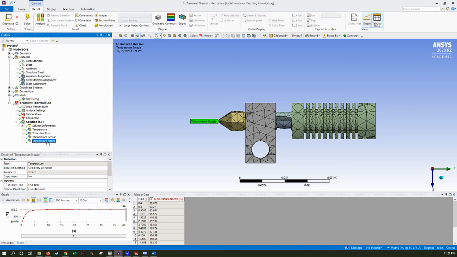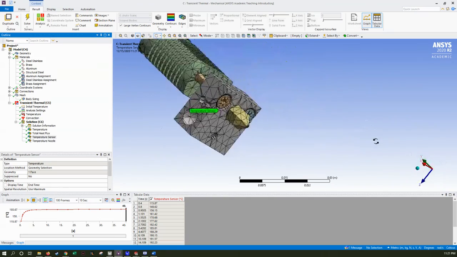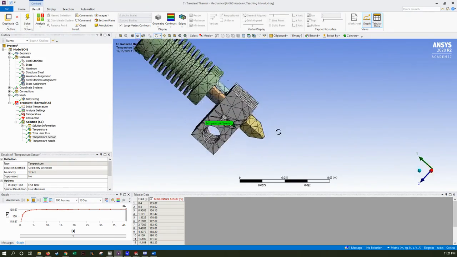Two sensors were also added, or probes rather, for the nozzle temperature and the sensor temperature, and these were both graphed and compared against each other to show how the heat is basically supplied to the rest of the system as it starts to heat up.